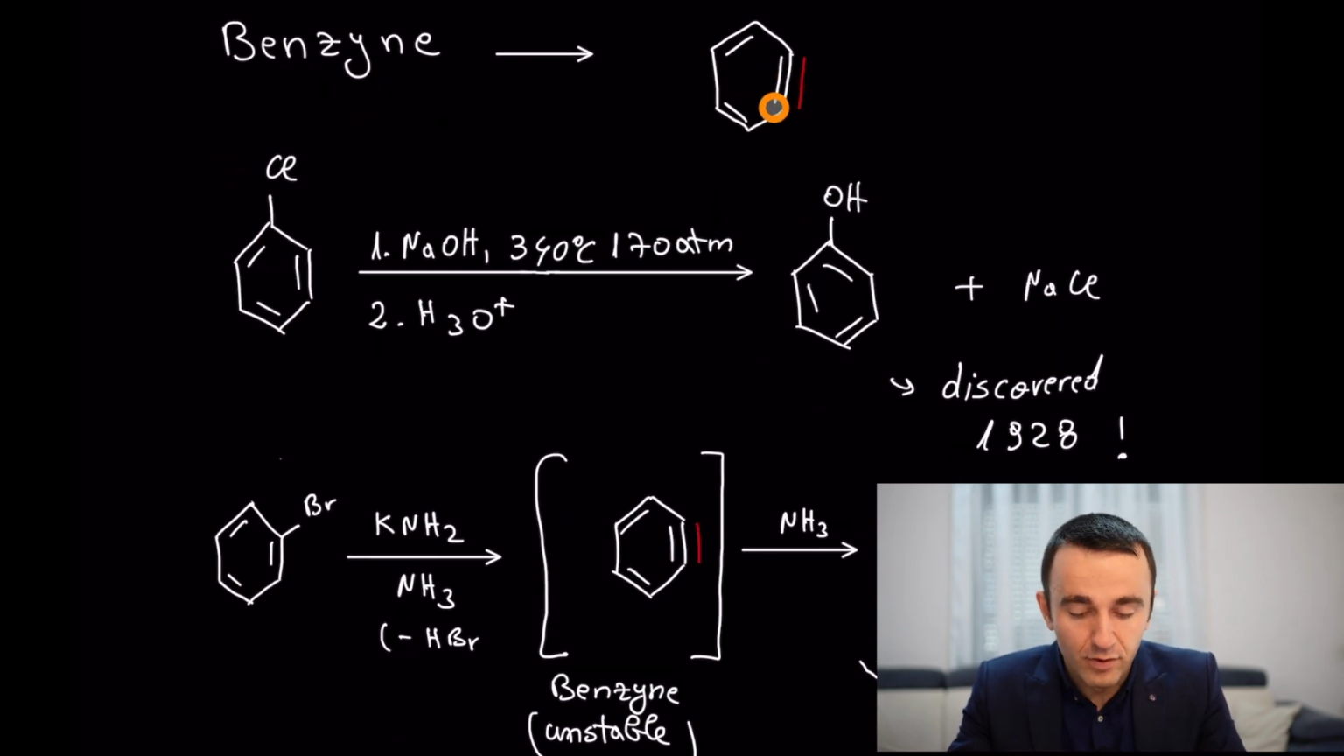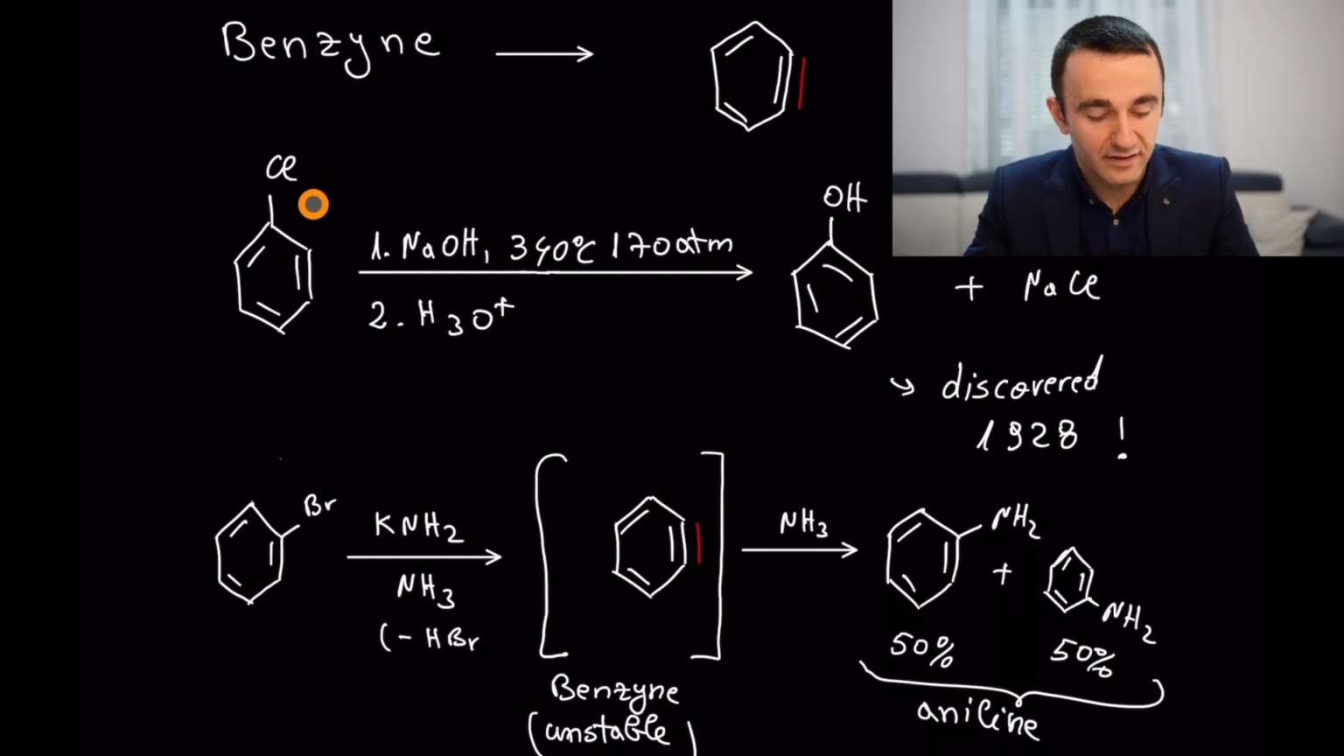Benzyne is a triple bond benzene, as you see. As we learned above, we can carry out a nucleophilic attack if you have a halobenzene and an electron withdrawing group in ortho or para position. But if you carry it out under high temperature and very high pressure, you can yield phenol.